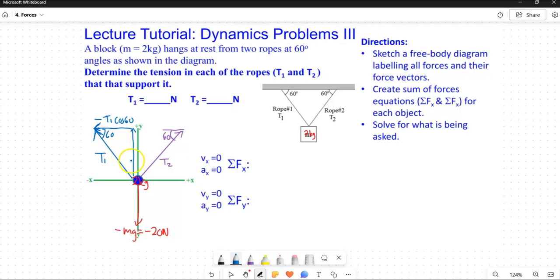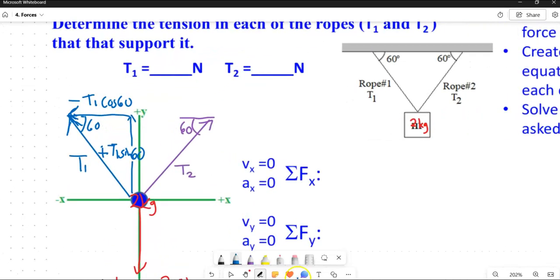This part right here, I'm going to give myself a little space because I might need it, is pointing up, and that is going to be positive T1 sine of 60 degrees. Let's try that again and make it look better.